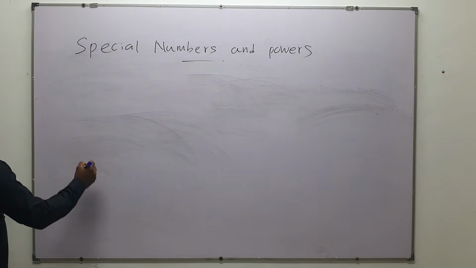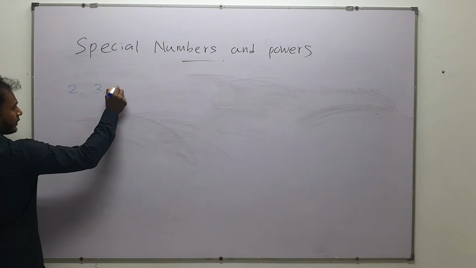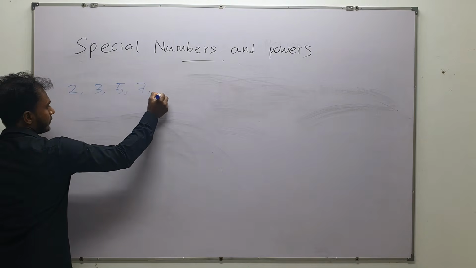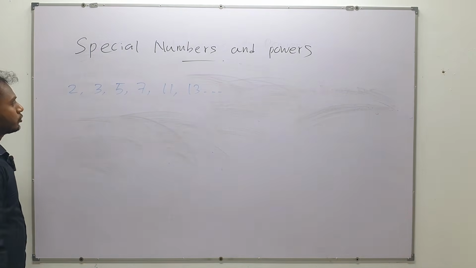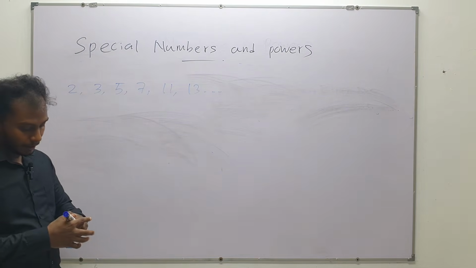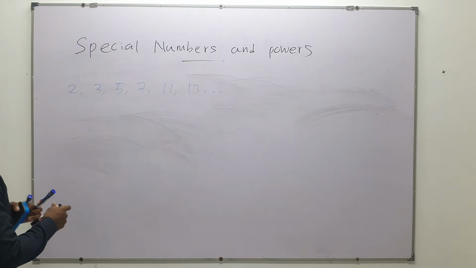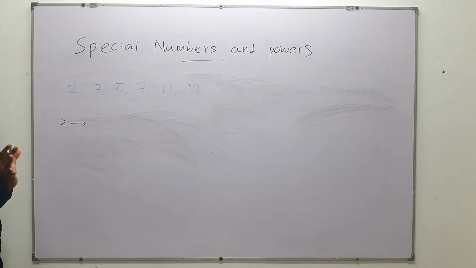Let me write down a few prime numbers. The first prime number is 2, then we have 3, then we have 5, 7, 11, 13, and so on. We have the prime numbers. But why are they prime? That is my question. Why are they prime? Okay, let's take the number 2 and we'll write the factors of number 2.